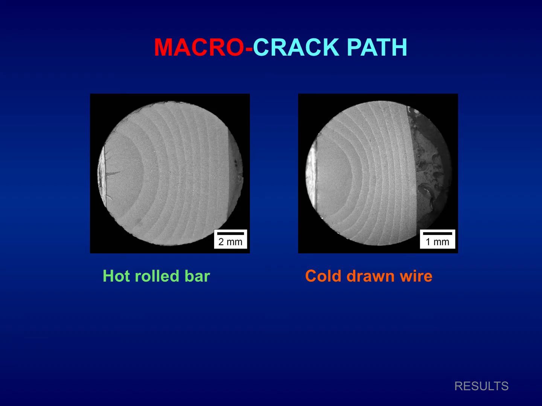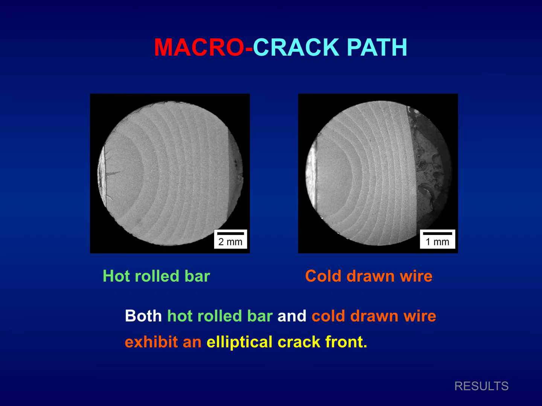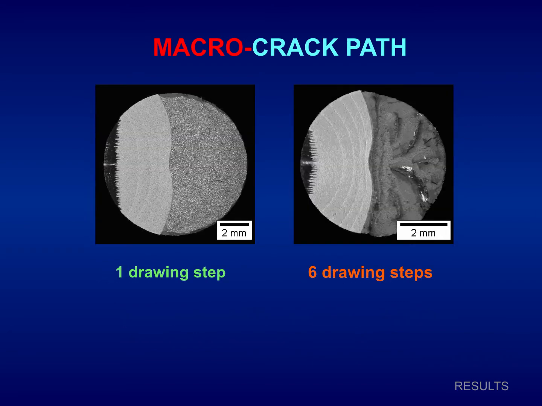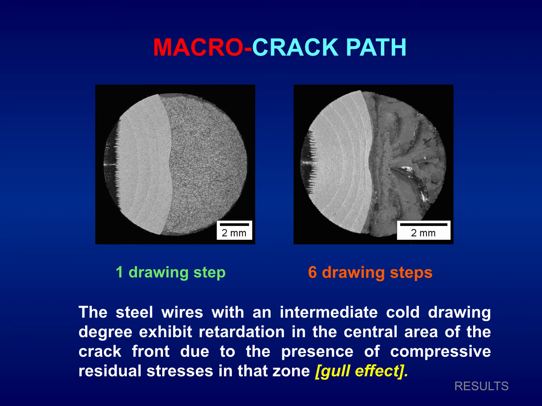Summary of experimental results regarding macrocrack paths: left hand side, green color, hot rolled bar; right hand side, red color, cold drawn wire. Both hot rolled bar and cold drawn wire exhibit an elliptical crack front evolution, but regarding macrocrack paths for intermediate degree of cold drawing, the steel wires exhibit retardation in the central area. This is 1 drawing step in green and 6 drawing steps in red.